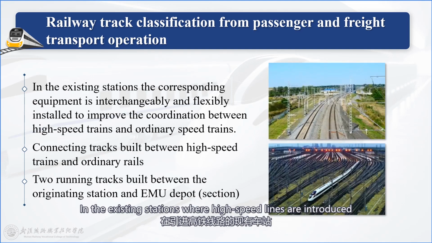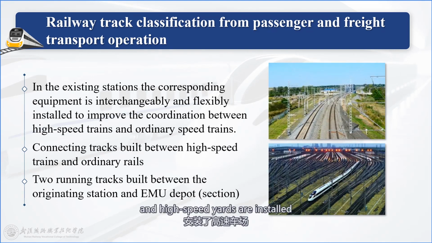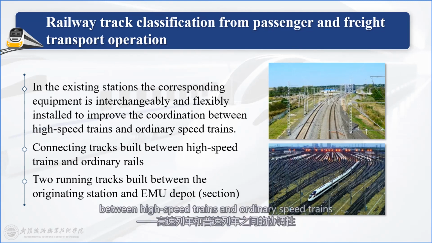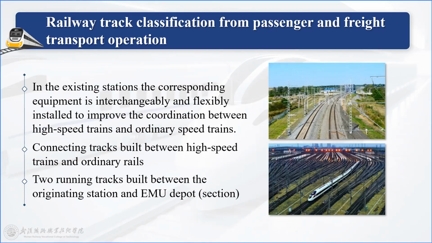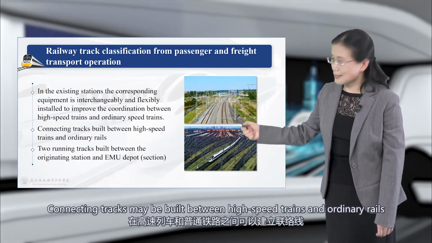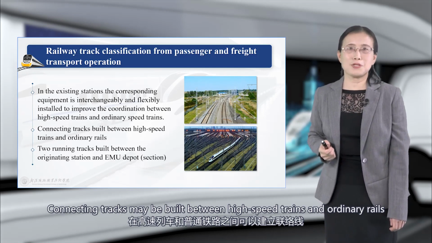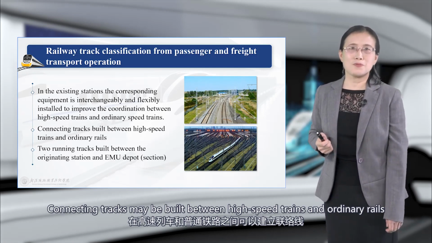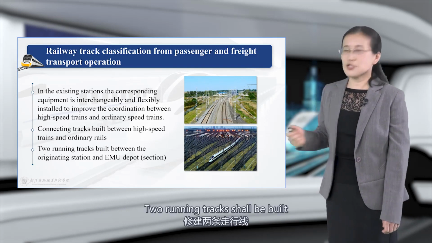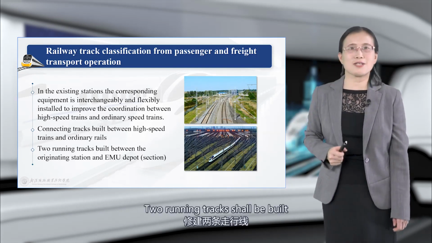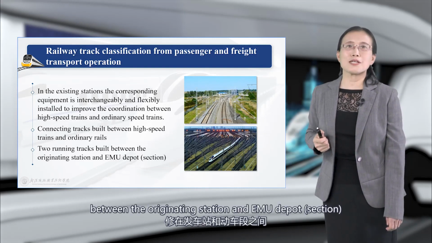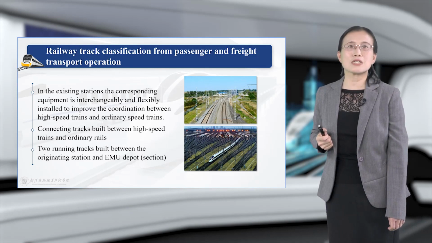In the existing stations where high-speed lines are introduced and high-speed yards are installed, the corresponding equipment is required to be installed interchangeably and flexibly in order to improve the coordination between high-speed trains and ordinary speed trains. Connecting tracks may be built between high-speed trains and ordinary rails. Two running tracks shall be built between the originating station and the EMU depot.